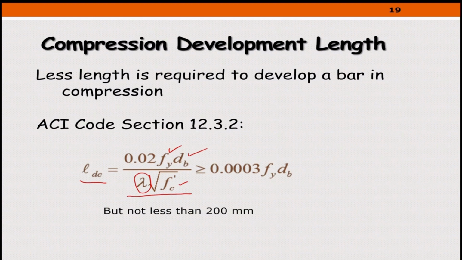After we evaluate this value, we need to compare it with our threshold here, that is this value of 0.003 F yield dB. So if we evaluate the first term here and it was less than this term, we need to use this term. Under any circumstances, we are not allowed to provide development length in compression that is, in fact, less than 200.